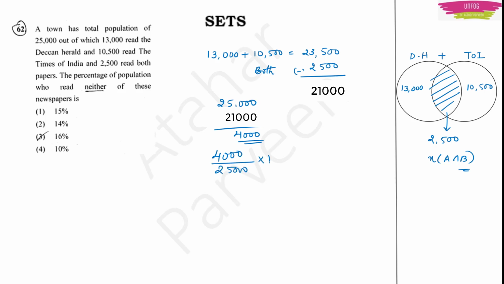To take the percentage, you can multiply by 100, right? So here zeros will get cancelled. 25 ones are 25, 25 fours are 100. 4 4s are 16%, will be your answer. So option 3 will be the right answer.